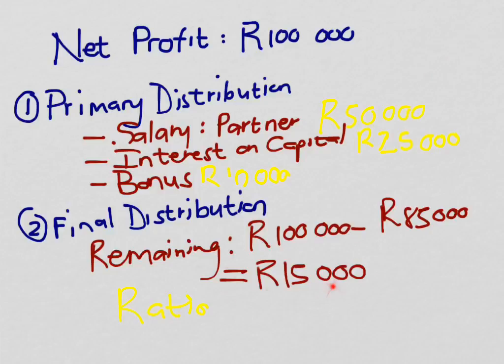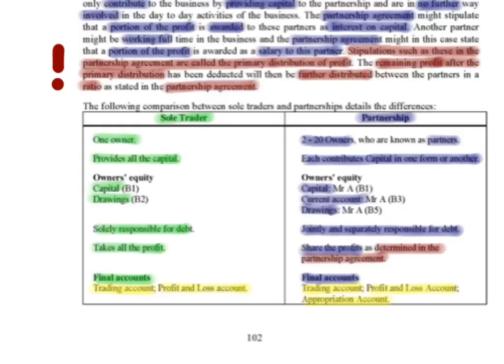Furthermore, let's do the following comparison between a sole trader and a partnership. Now, we know that there's only one owner in a sole trader and there are many owners in a partnership. We know that the sole trader provides all the capital, and in a partnership, each of the partners will contribute some form of capital. From grade 10, you must know that owner's equity, the private accounts of the owner, consisted of capital and drawings. Capital being the money invested in the business, drawings being the money that is taken from the business.